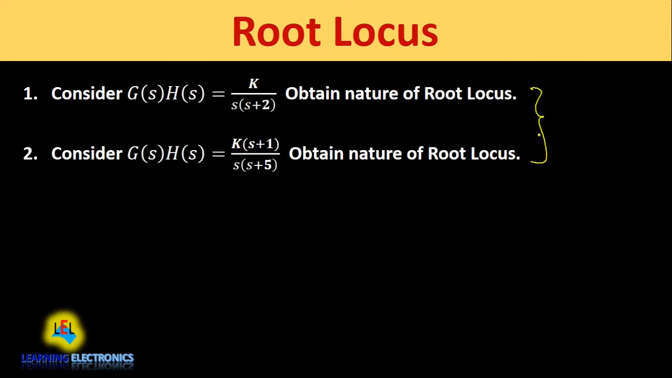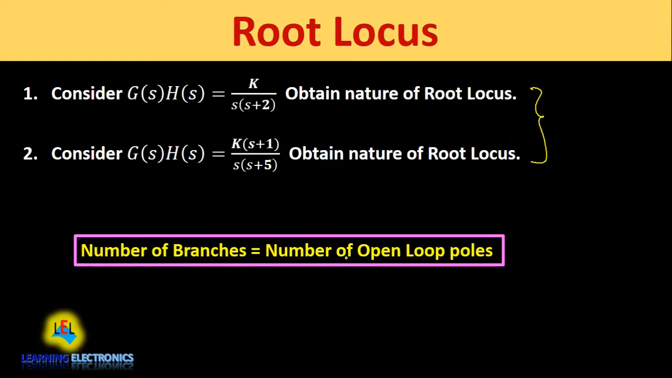From both these problems, we can conclude that number of branches is equal to number of open loop poles. So if there are two open loop poles in the equation of g of s into h of s, then we will get two branches in the root locus. As we have seen by solving both these problems, each time we have to make one table to draw the root locus, so this becomes a very lengthy method. So instead of this, we are going to see some steps of drawing the root locus in the next class.